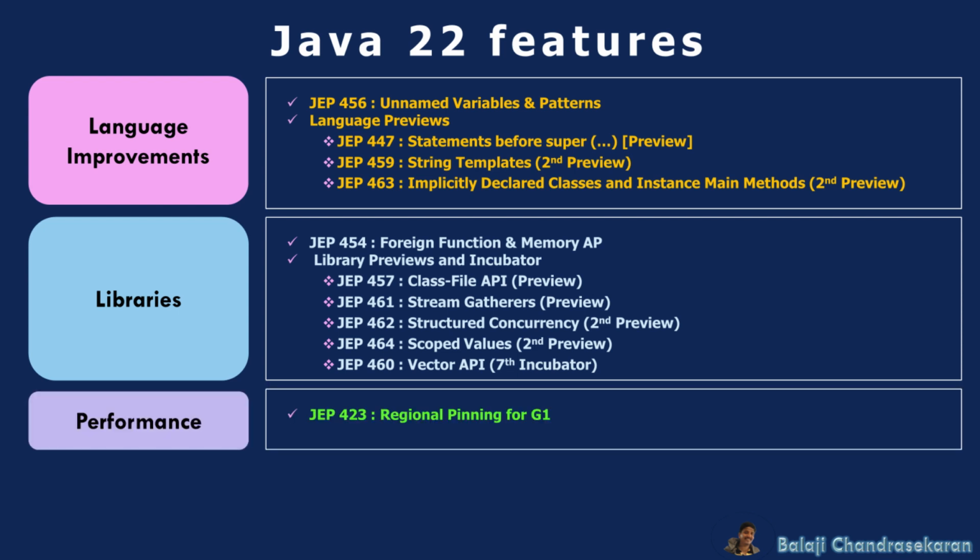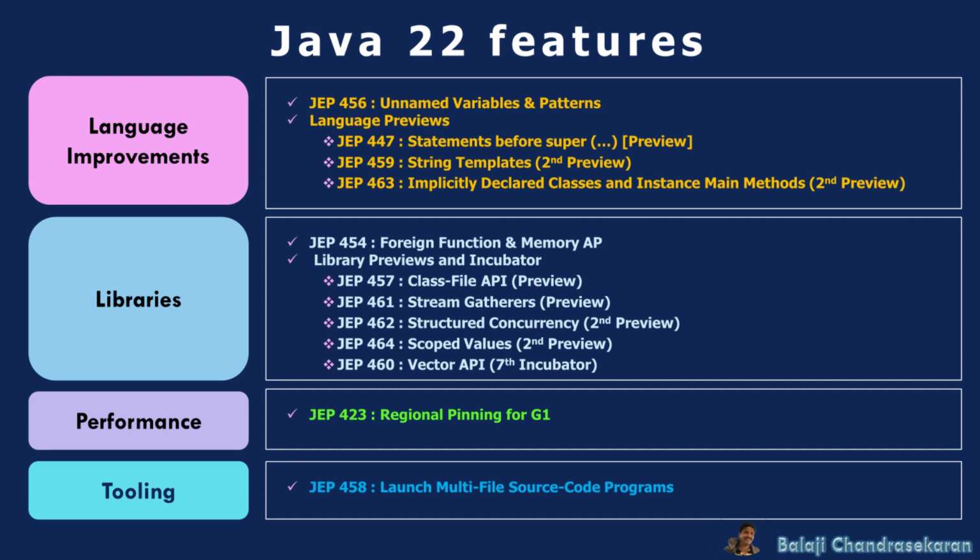As part of the performance improvements, the regional pinning for G1 JEP 423 reduces the latency by implementing regional pinning in G1 so that the garbage collection need not be disabled during the Java native interface JNI critical regions.